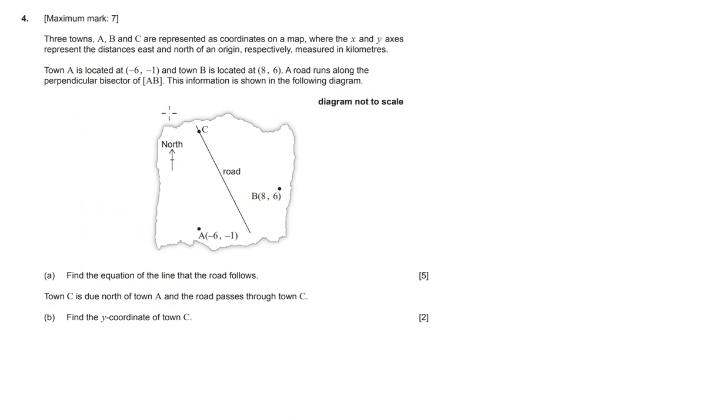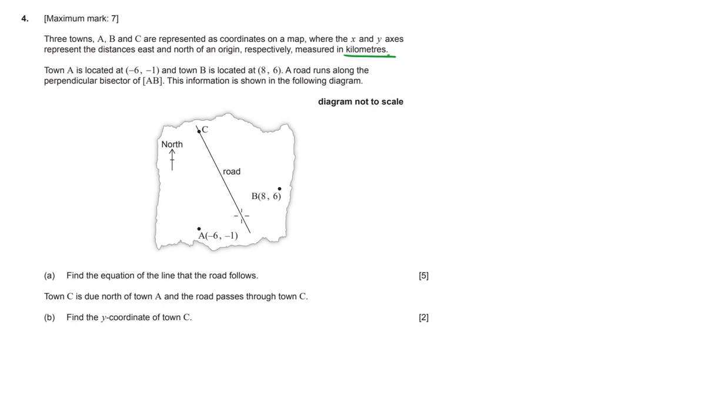All right, number 4, 3 towns A, B, and C are represented as coordinates on the map, where x and y axes represent the distances east and north of an origin, respectively, measured in kilometers. There we go. Town A is located at (-6, -1). B is at (8, 6), and the road runs along the perpendicular bisector of AB. This information is shown in the following diagram. Find the equation of the line that the road follows.